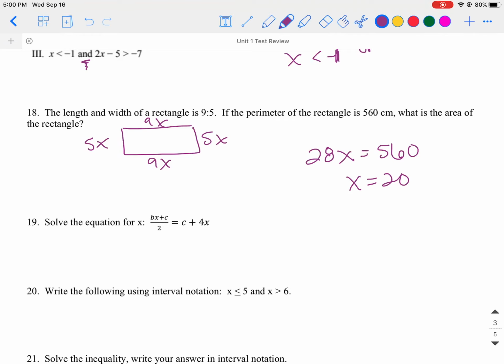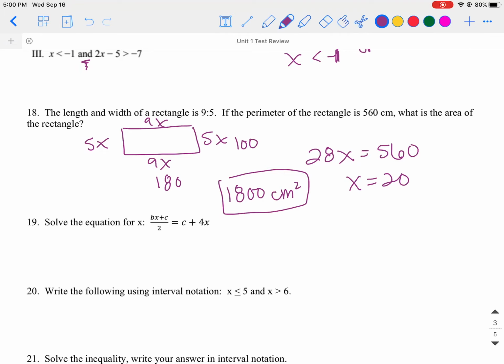I want to know the area. So this, if I multiply this by 20, that would be 180, and this would be 100. So to get the area, I do 180 times 100. So my area would be 1,800 centimeters squared.